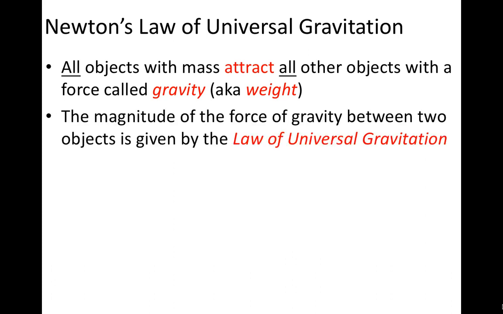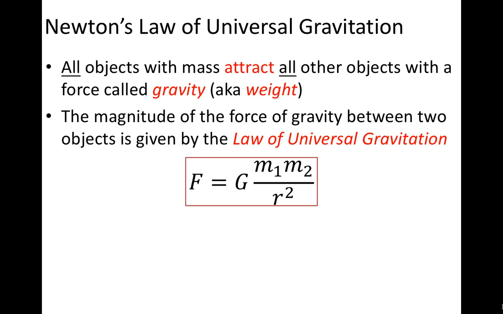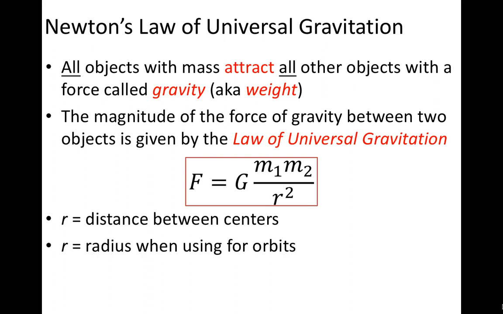And Newton described this with an equation that we call the law of universal gravitation. Here it is. Any two objects with mass, and here m1 and m2 are representing the mass, separated by a distance r, will attract each other with the force described in this law. If we're using this law to describe the force between an object and another orbiting object, r can mean radius, but generally r stands for the distance between the centers of the objects.